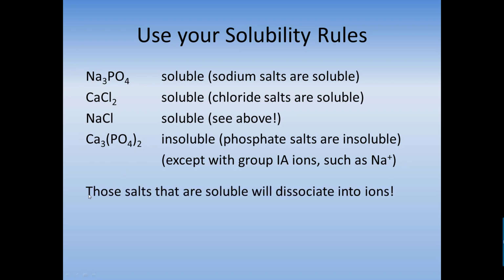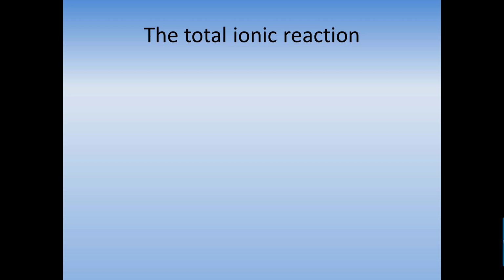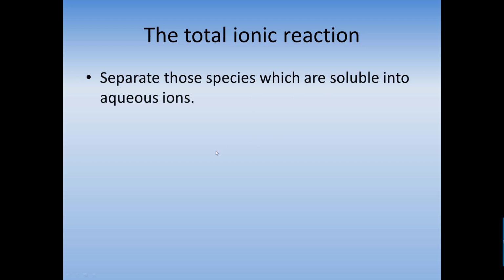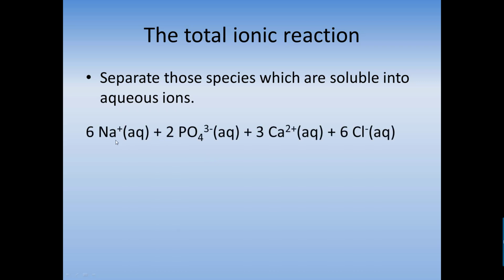So now, once we know which are soluble and which are insoluble, we can now write the total ionic equation by taking into account the dissociation of these compounds to form ions in solution. So let's start with the total ionic reaction by separating those species that are soluble. So starting with the reactants, we see that sodium phosphate was soluble, so it's going to break up into sodium ions and phosphate ions. Calcium chloride was soluble. It's going to break up into calcium ions and chloride ions. Notice how the coefficients are now multiplying the ions.